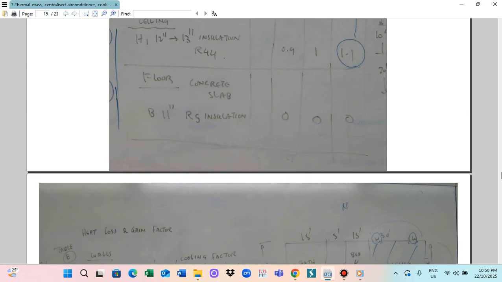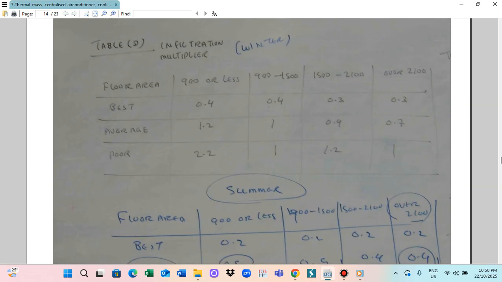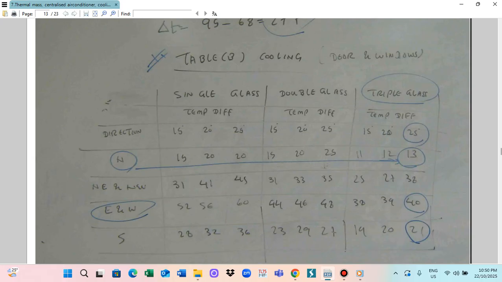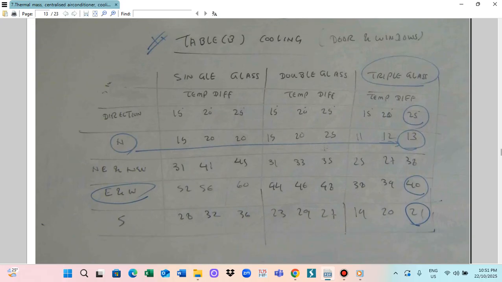Now I give you some of the tables. This table data you have to refer to in order to calculate the heating and cooling load. First table is cooling load. Normally the whole worksheet you can download from my site, but now I give you the extract from this worksheet.